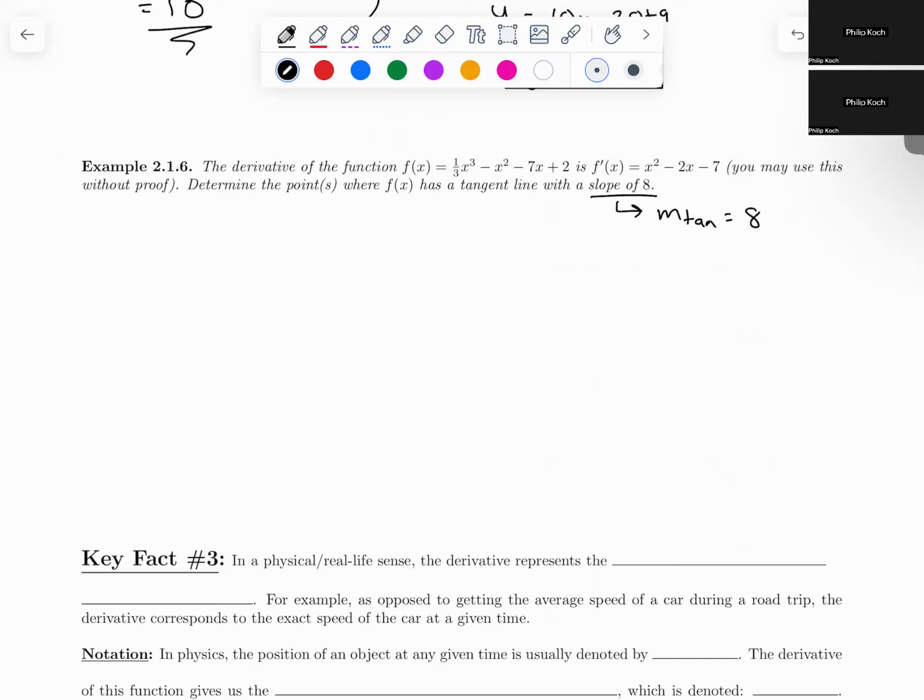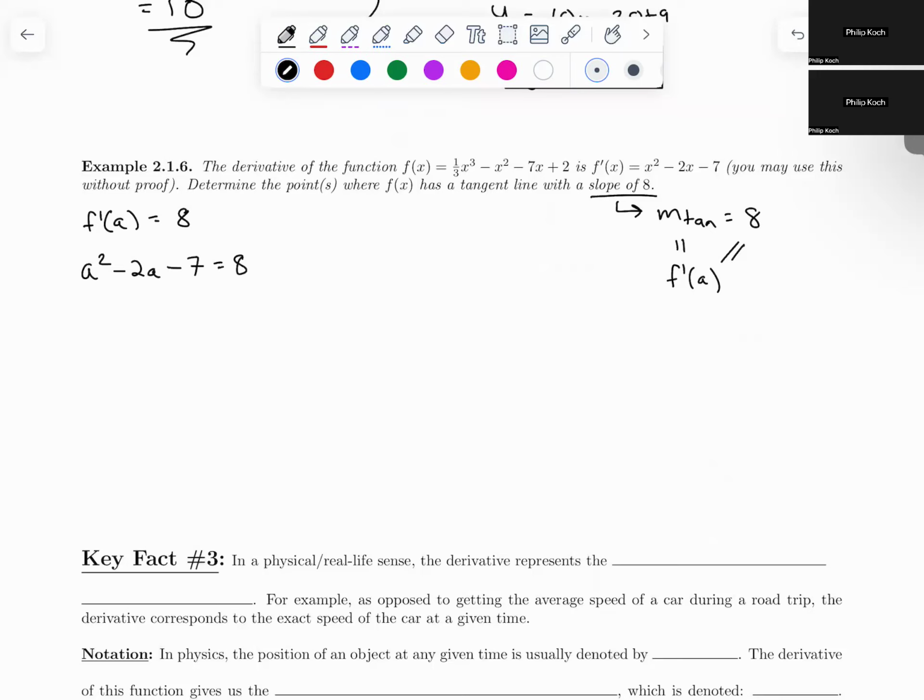But we know that the slope of the tangent line comes from the derivative. The m sub tan is equal to f prime of a. Or x, but specifically I want to say a because we're trying to find a specific value. X is meant to be a variable that varies in general, whereas a is usually designed to be a specific value that you're trying to find. But you could write f prime of x. So then we know what f prime is. That means f prime of a is equal to 8 because we've got this string of equalities. So that's a squared minus 2a minus 7 is equal to 8.